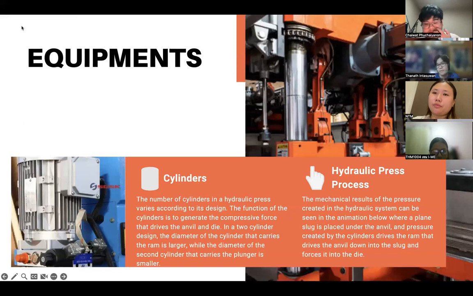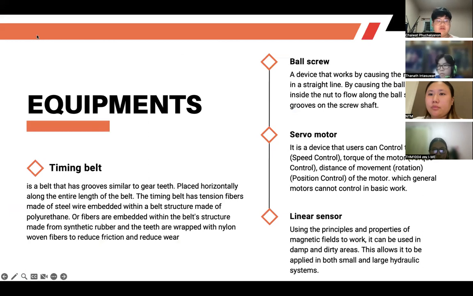So next one is the mechanical result of the pressure created by the hydraulic system. It can be seen in the animation below. The slug is placed under the anvil, and the pressure created by the cylinders drives the ram down into the slug and forces it into the die. It's then the pressure measures. And next is the equipment. The timing belt has a groove similar to gear teeth and is placed horizontally along the entire length of the belt.